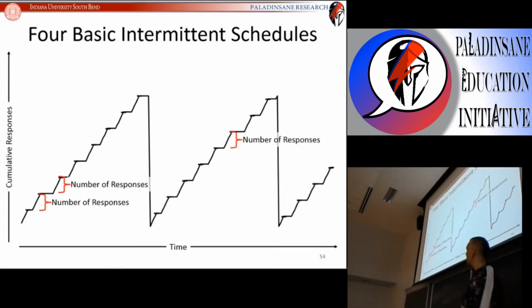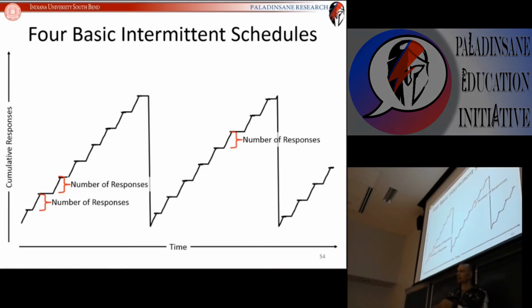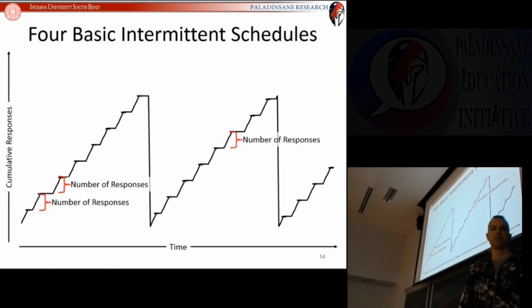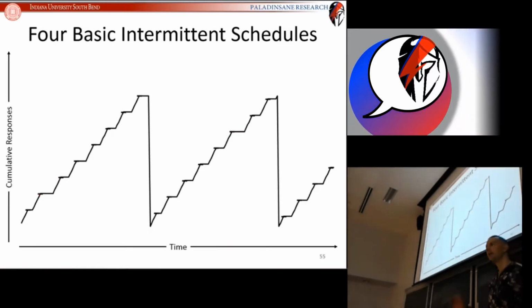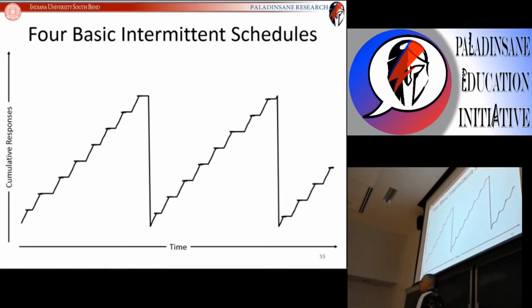And that number of responses is the same across the entire schedule. So that number of responses needed to go from reinforcement to reinforcement, that's the same regardless of where you are. It's fixed, it's number of responses, fixed ratio, intermittent schedule. And this pattern of behavior that we see here is the pattern of behavior caused by this fixed ratio schedule. So what does this pattern of behavior have? What are some of its key attributes?